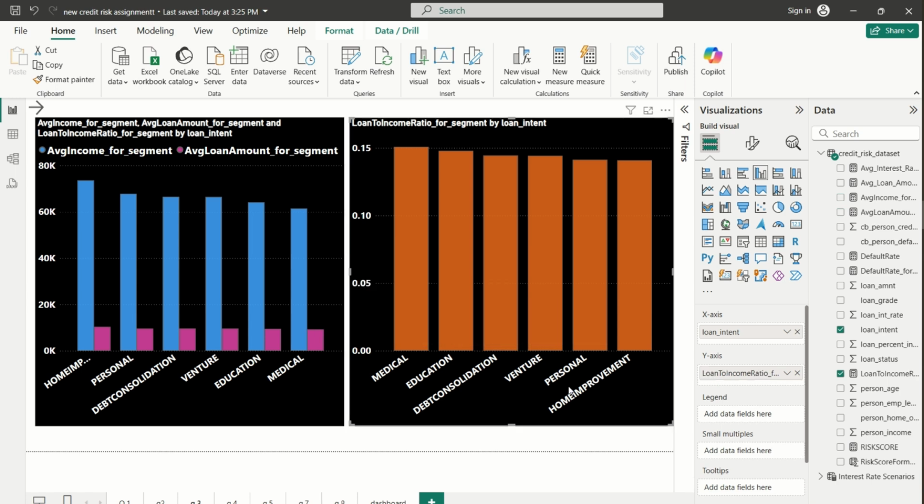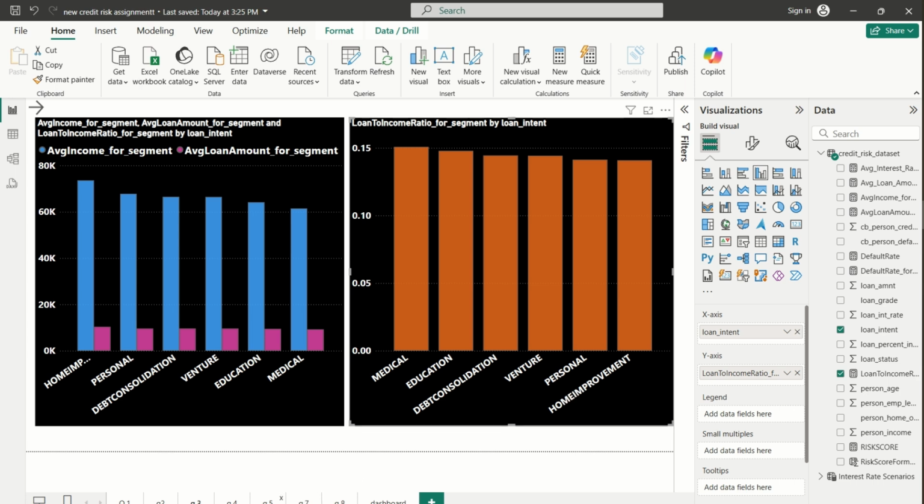Now moving to second chart. On x-axis, I have added loan intent. On y-axis, I have added loan to income ratio. So here, if you see first bar, which is higher than the other, which is for medical, it is having 0.15 loan to income ratio. And if we see the last bar, it is for home improvement. It is having 0.14 loan to income ratio. So here, it suggests that these borrowers are generally more financially stable, the home improvement ones.